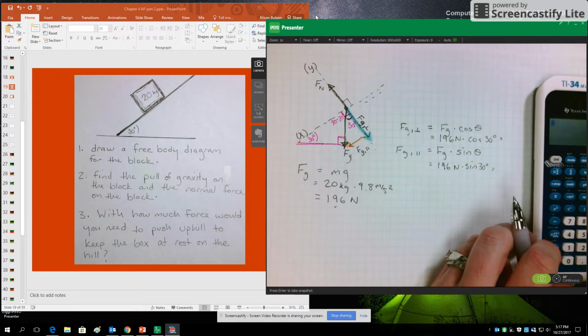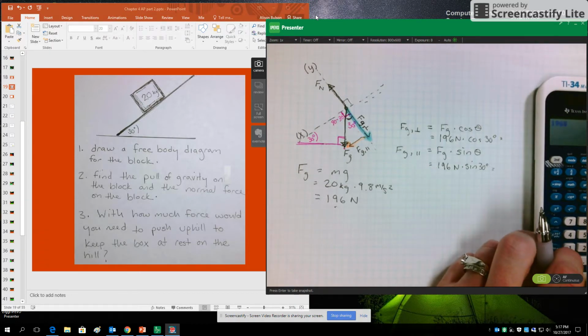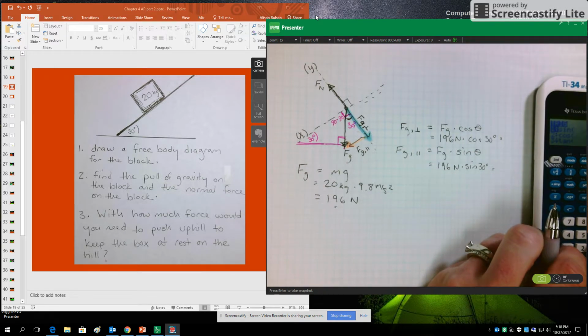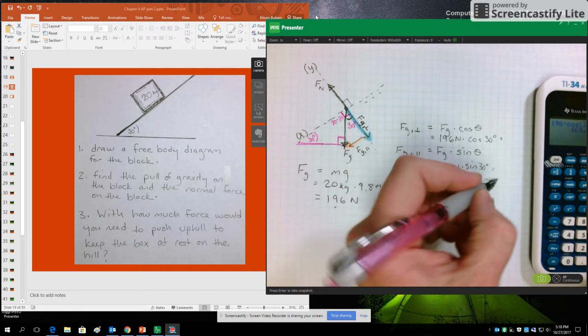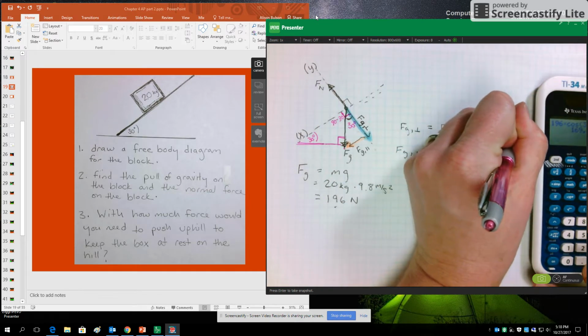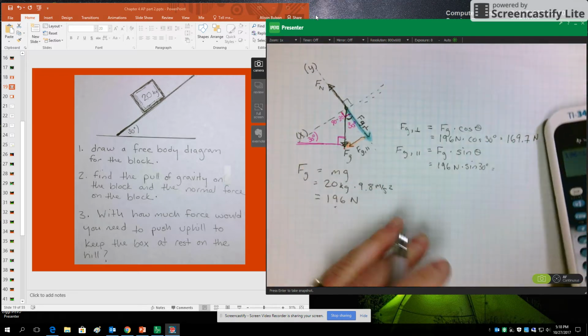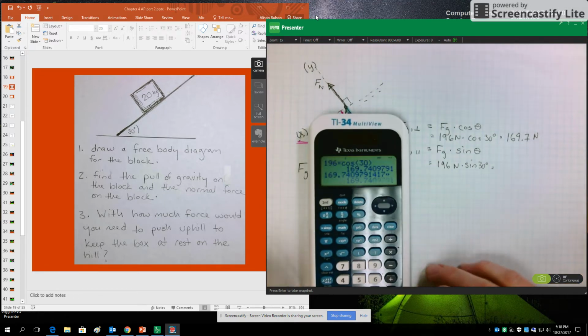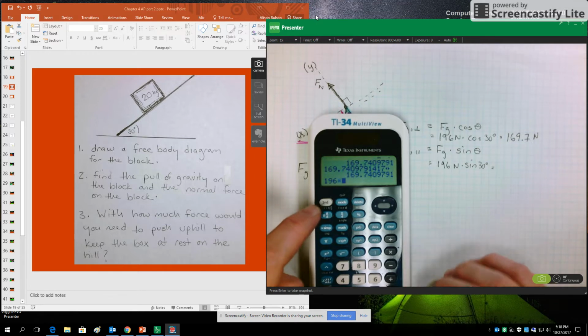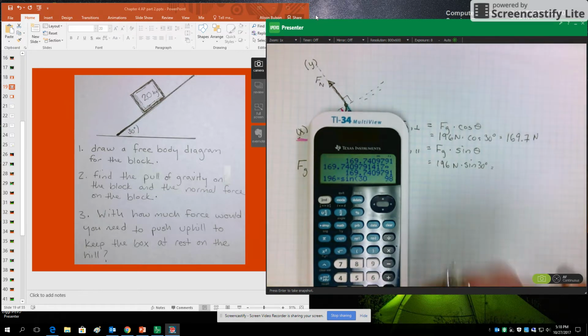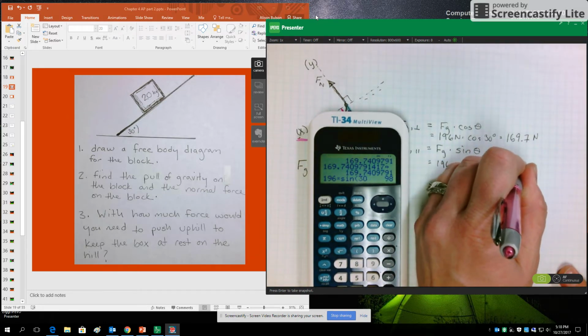And again, I know the sine and cosine of 30, but I just don't even trust my brain right now. You can see the weirdness of the trig on my calculator. Okay, so this is 169.7 newtons. Running out of room here. Oh, that means this one's half. But don't trust my brain right now. 98.